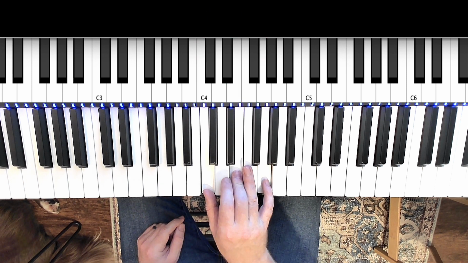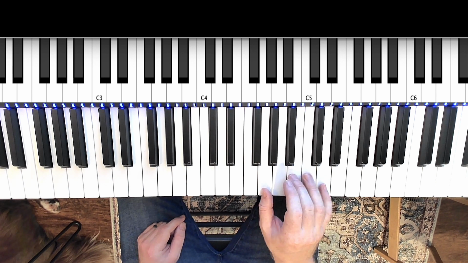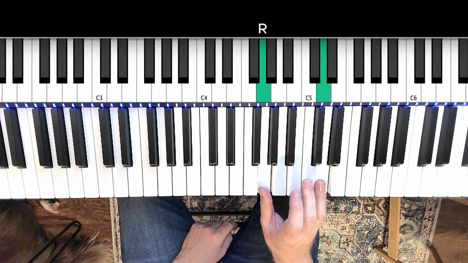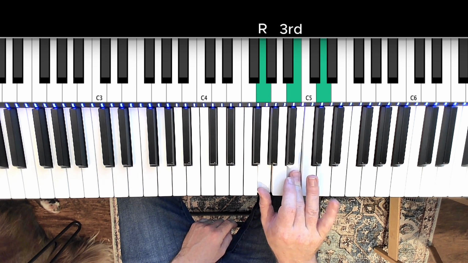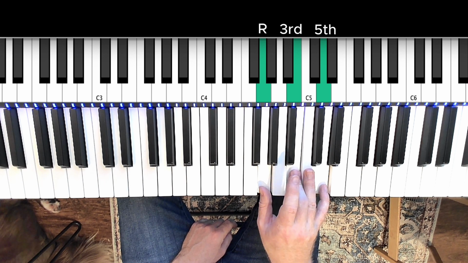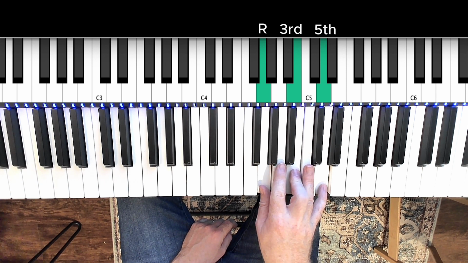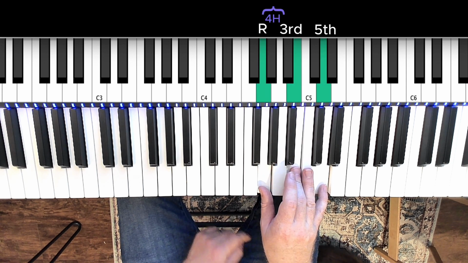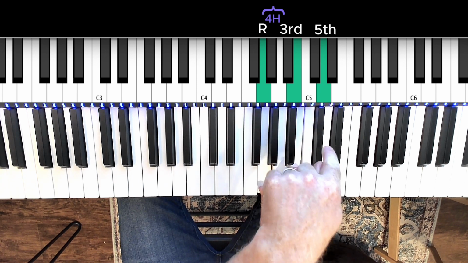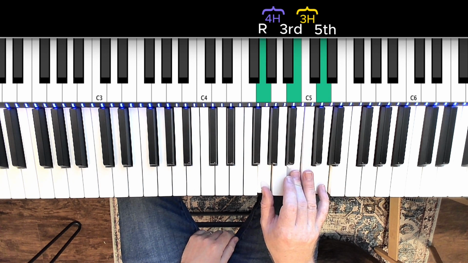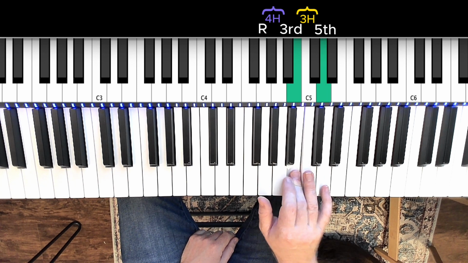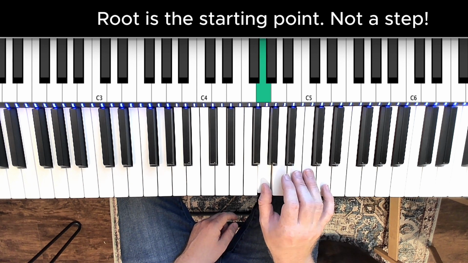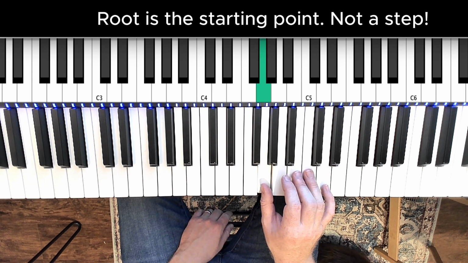Okay, let's try another one. So if we come up here to G major, my root is on G, my third is on B, and my fifth is on D. Let's count the half steps. 1, 2, 3, 4 from G to B. And then 1, 2, 3 from B to D. Okay, careful that you don't count your starting note as 1.